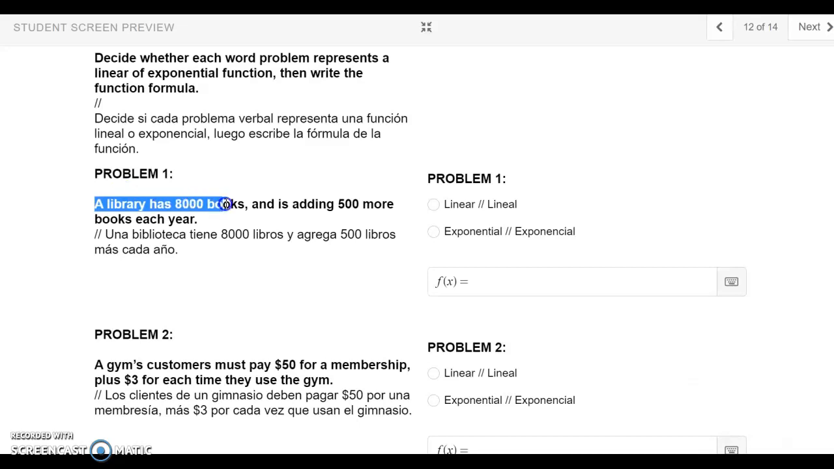It says the library has 8,000 books and is adding 500 more each year. If we're adding 500 more each year, that's definitely linear. I'm adding 500 each year, so that's my rate of change, x, plus my initial value of 8,000. Do I need that plus 500? No, I'm going to delete that. So it's going up by 500 each year. It's starting at 8,000.